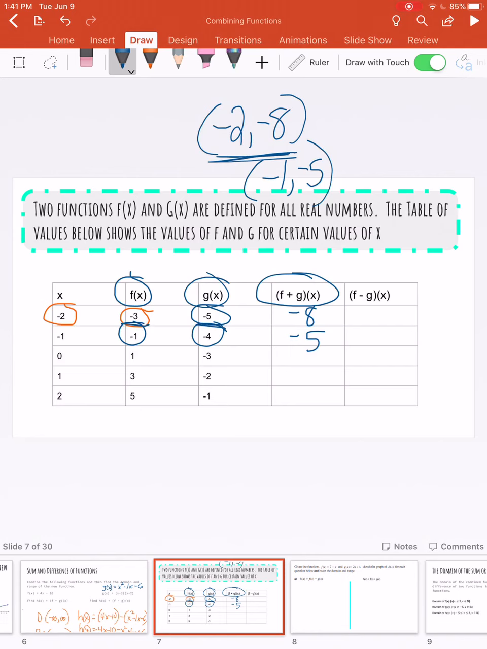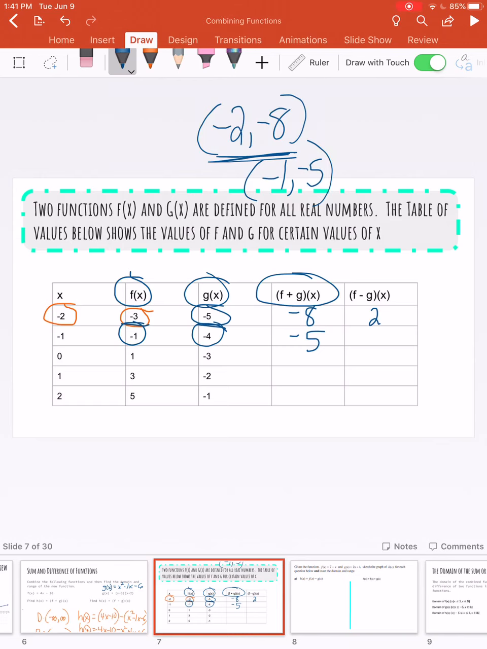Okay, and you can go ahead and keep filling that chart out. Subtracting, same thing. Make sure you pay attention to which order you're subtracting in, because that will change your answer. So I'm taking f minus g. So I'm going negative 3 minus negative 5. Negative 3 minus negative 5 gives me a positive 2, right? Watch out for that double negative.